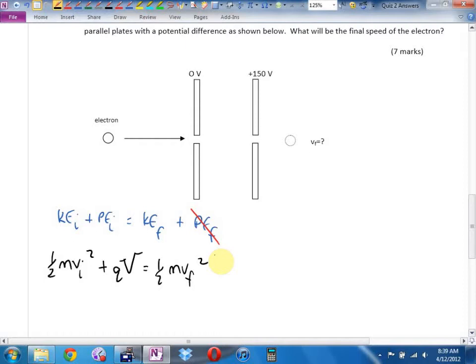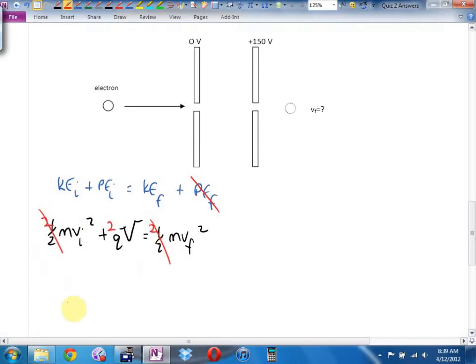Now what? Well, I want to get v final by itself. Here's my preference. I think the first thing that I would do is go times by 2, times by 2, times by 2, because that gets rid of those halves. That gives me a new equation of mv initial squared plus 2qv equals mv final squared.